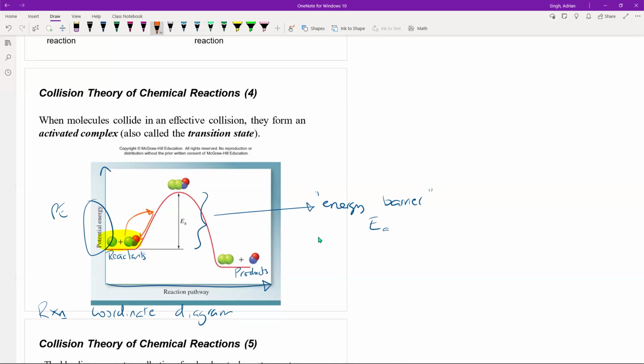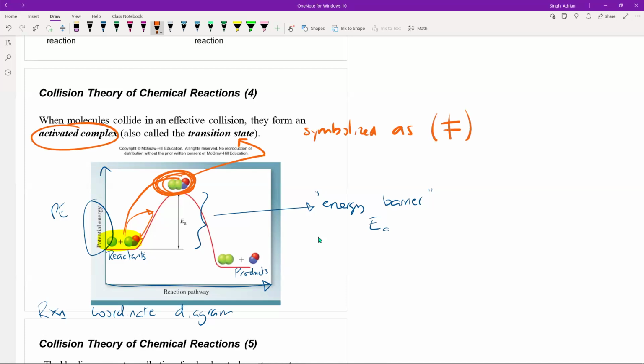So we don't get over this barrier. In some cases, if the collisions are effective, then that produces enough energy to get us over this thing. We actually go through this state up here, the top of this energy barrier or the top of this hill. The species present at that place is called the transition state or the activated complex. Sometimes you'll see that symbolized as a double dagger like this.